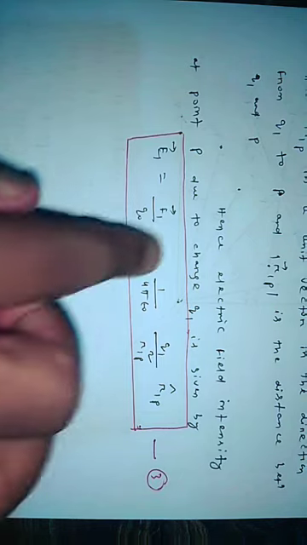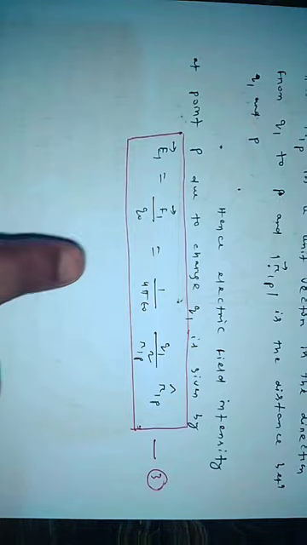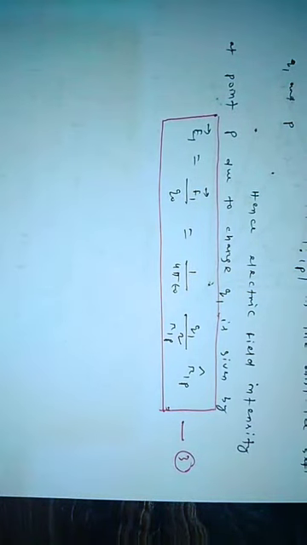Question number 3. So electric field intensity at point P due to charge Q1 is given by E1 equal to F1 by Q0, equal to 1 by 4 pi epsilon 0 into Q1 by R1 square into R1P cap. Okay.